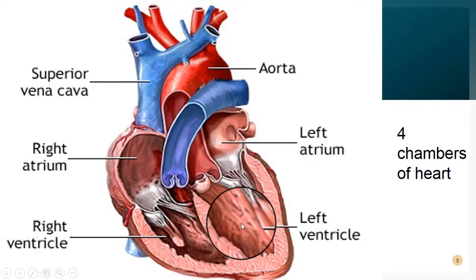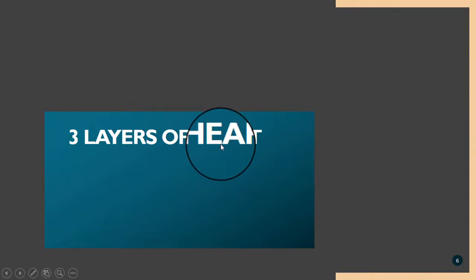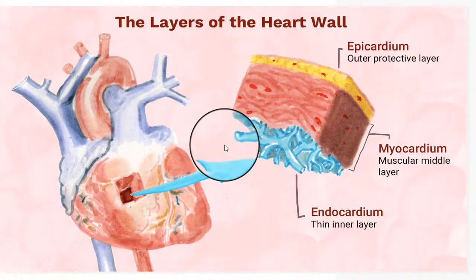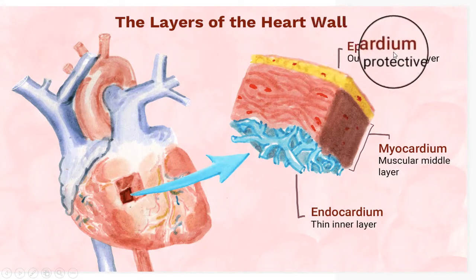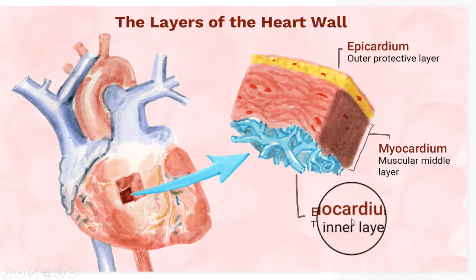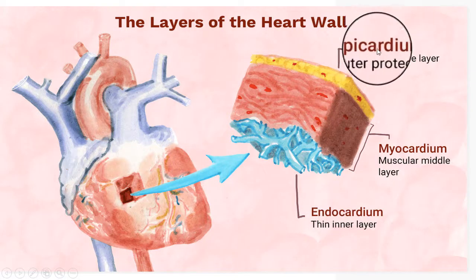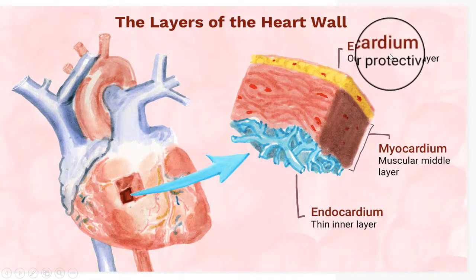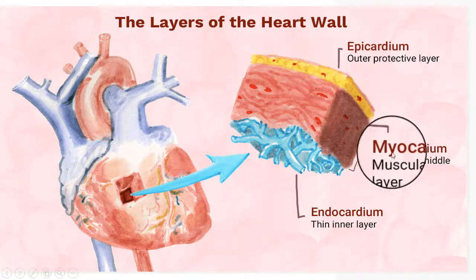Now next we will discuss the 3 layers of the heart wall. Basically, the heart has 3 layers of tissue, that is epicardium, myocardium and endocardium. Now let's talk about epicardium. Epicardium is a protective layer mostly made up of connective tissue. Secondly, myocardium, it is the muscle of the heart.